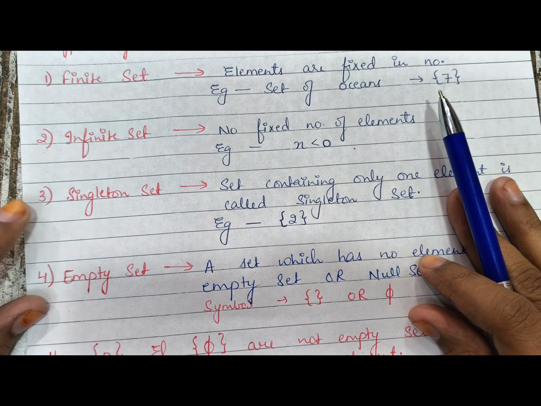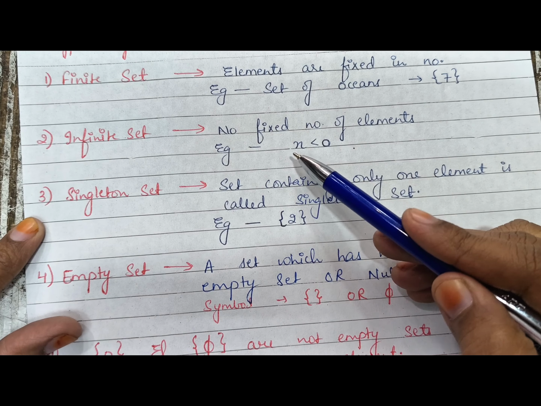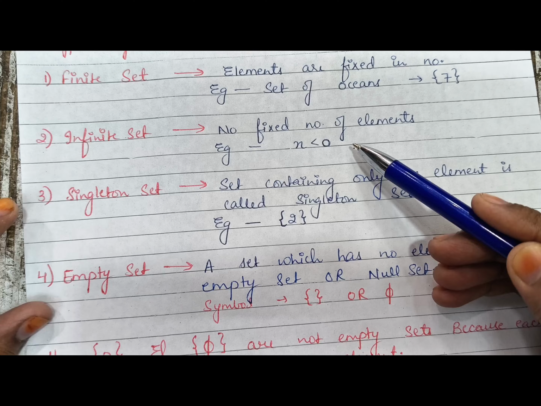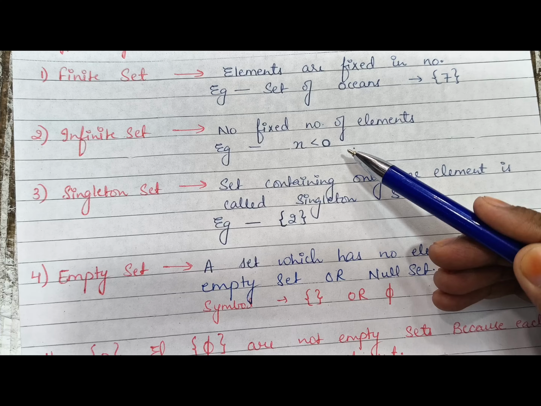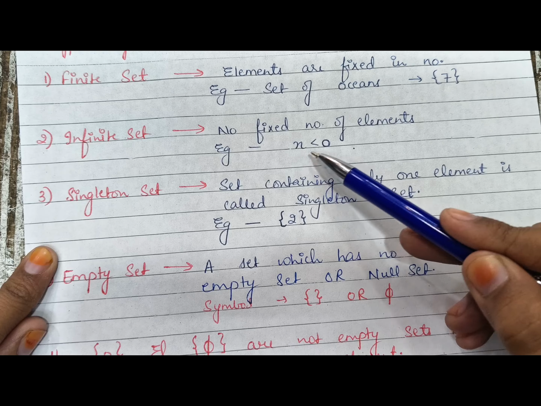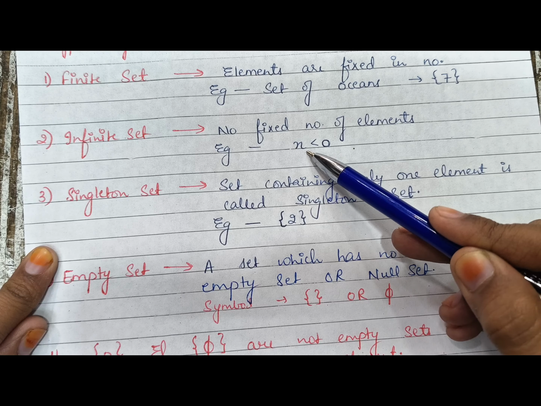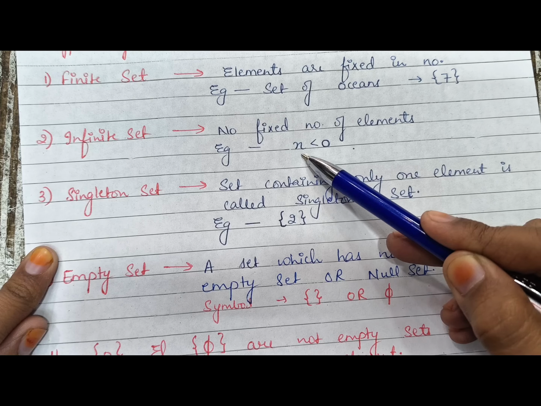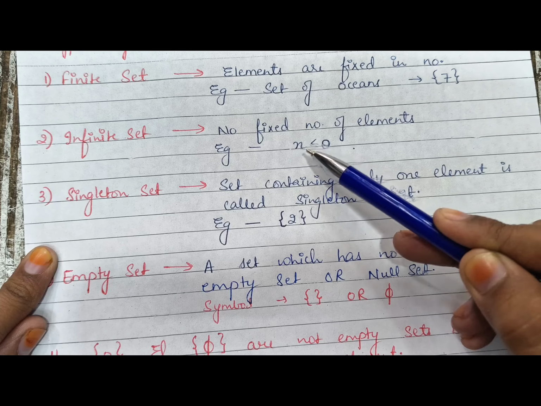Next is infinite set. What is infinite? That means the number of elements in this type of sets is at infinity. There is no limitation of the elements. For example, x less than 0. Any infinite number less than 0 can come in this type of set.